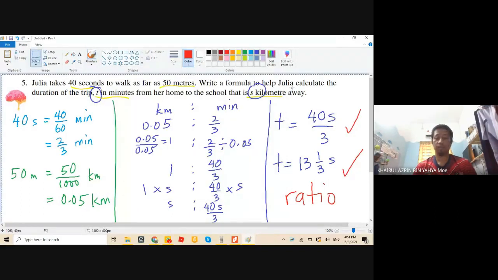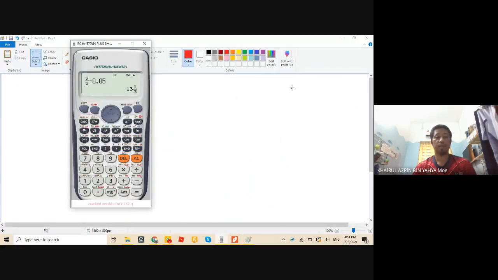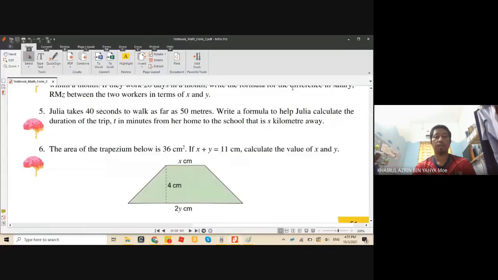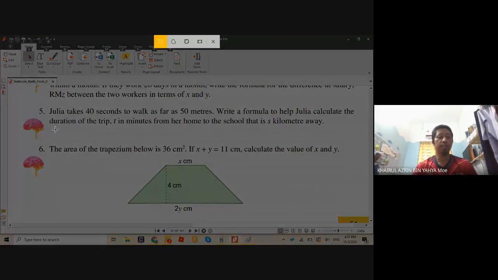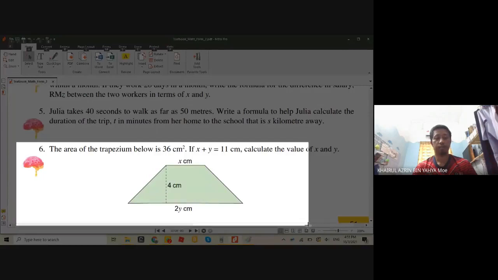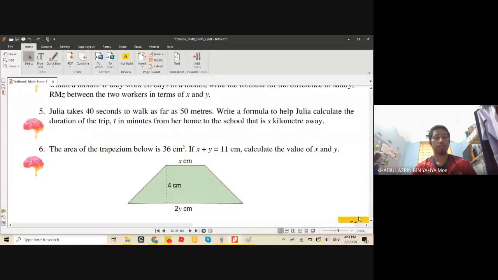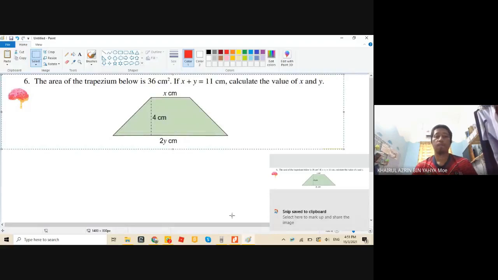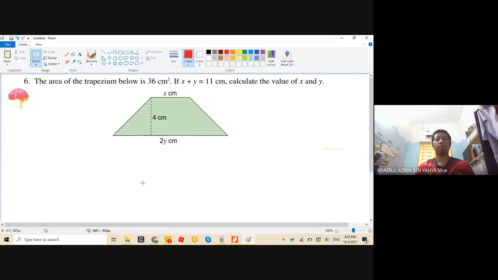Next. Last question. Question number 6. This is difficult if you don't know the formula of area of trapezium. If you don't know the formula for area of trapezium, then this is difficult for you.